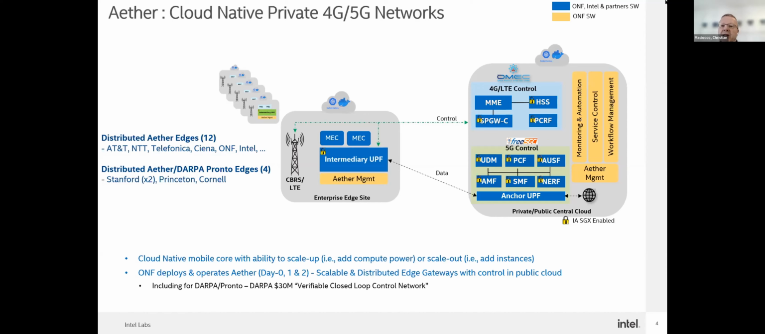Now, we're moving toward 5G. This is a 4G LTE solution. And we're moving toward 5G, where you see the same picture, but the radio here on the left, instead of being a CBRS small cell, a box, we're moving to an O-RAN based radio. So let's go to the next slide.